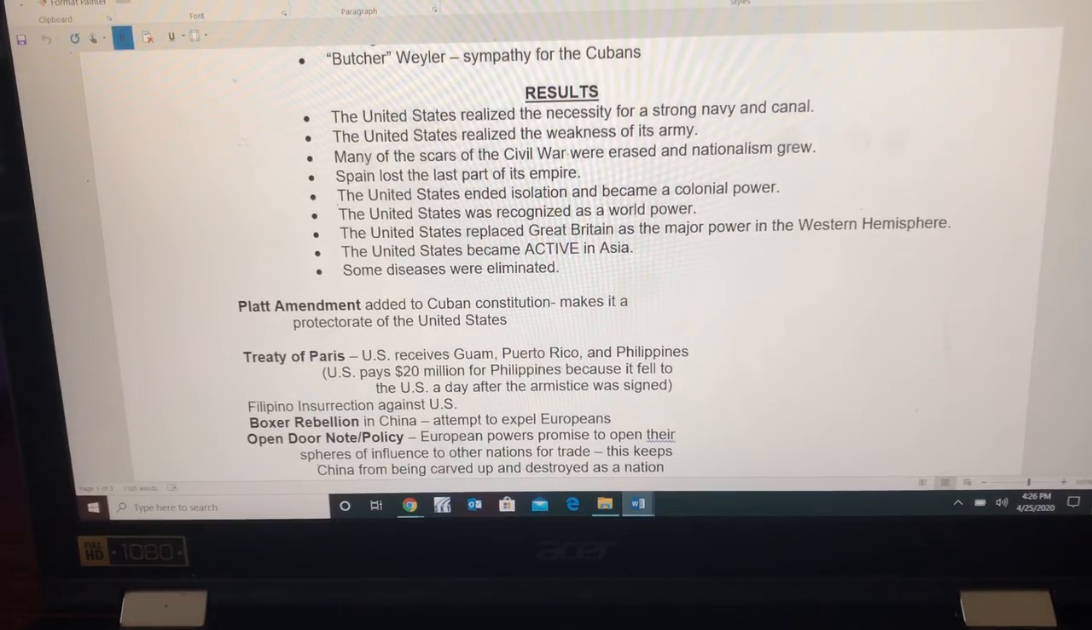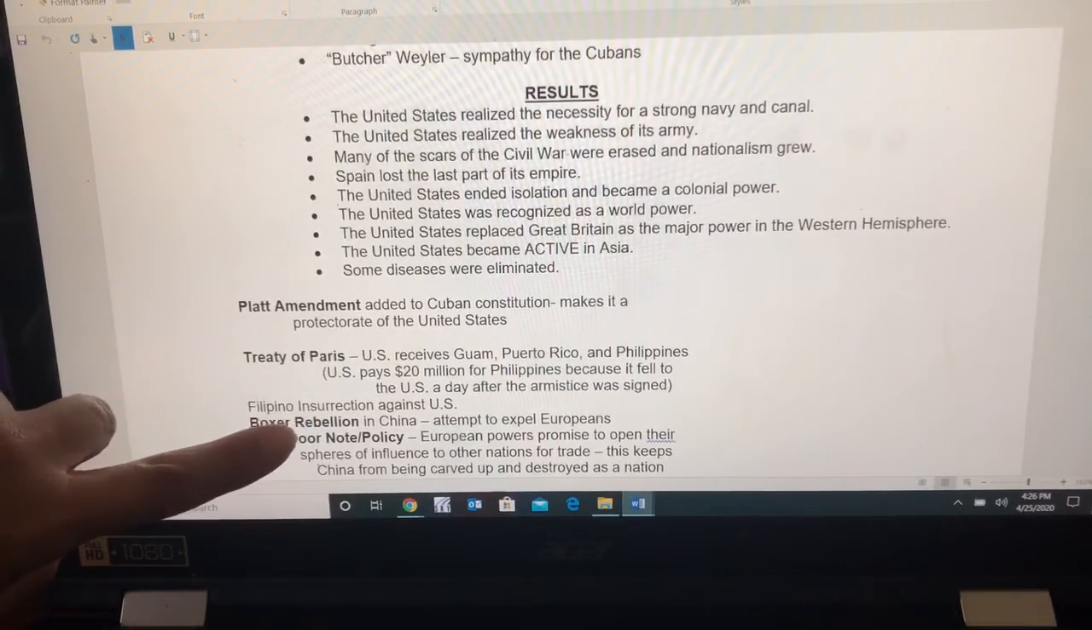The U.S. will end its isolation and become a colonial power. We see that we now have the Philippines, we have Guam, and we have Puerto Rico. We're going to take more of an active role and become a world power in Latin America and the Pacific. We will replace Great Britain as the major world power in the Western Hemisphere. We become active in Asia, and we eliminate some diseases that we did in Cuba.